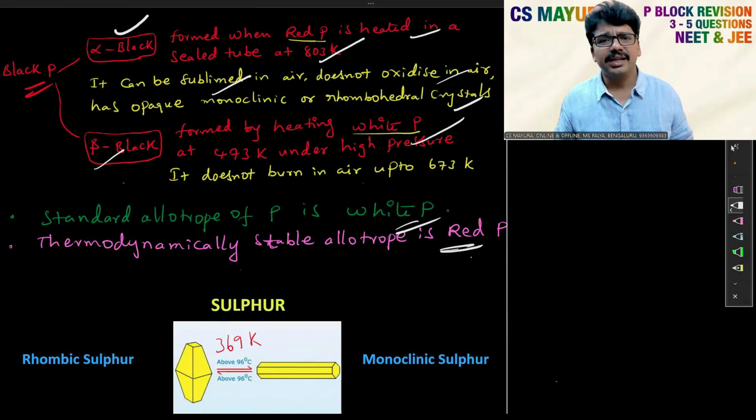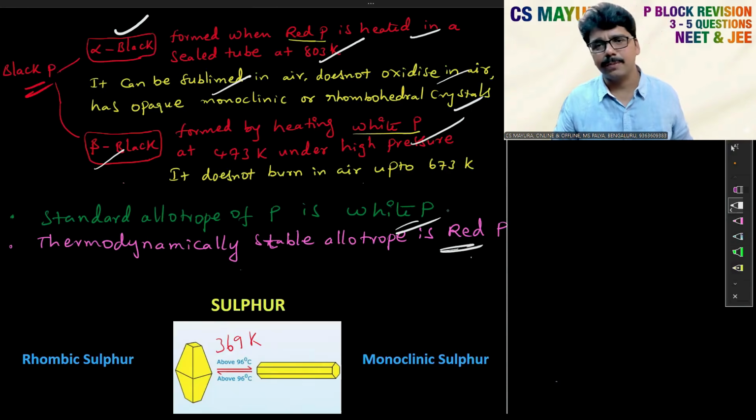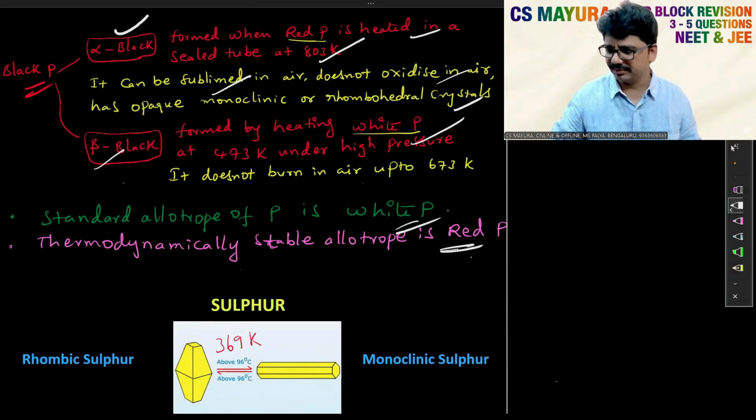Here the reason is that the ease of formation of white phosphorus is more. Due to the greater ease of formation of white phosphorus, white phosphorus is considered as the standard allotrope, but the stable allotropic form is red phosphorus. The standard heat of formation of white phosphorus is 0, but that of red phosphorus is not 0. Only in the standard state is the heat of formation 0 at standard conditions.